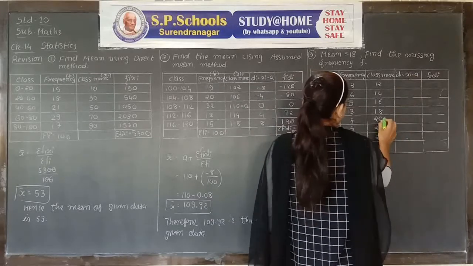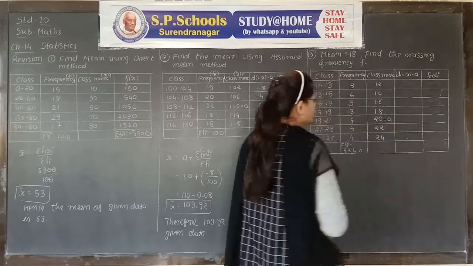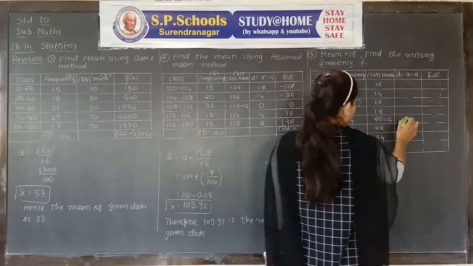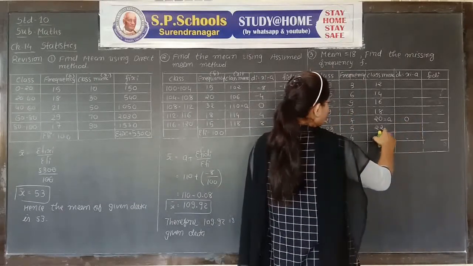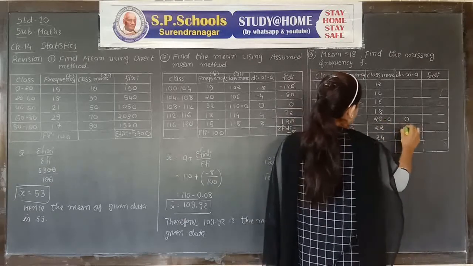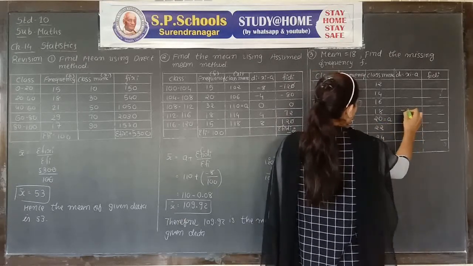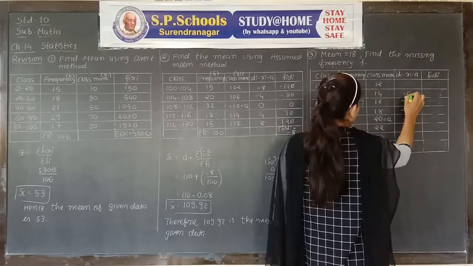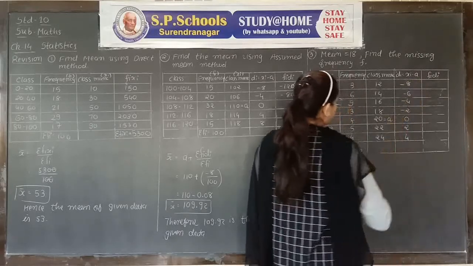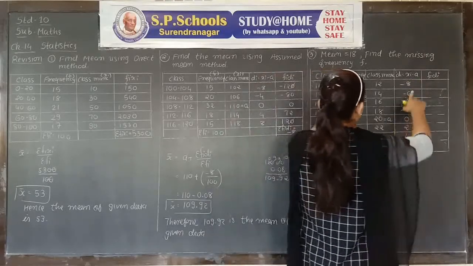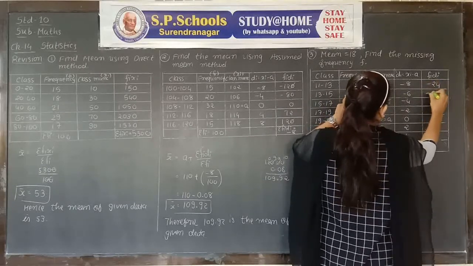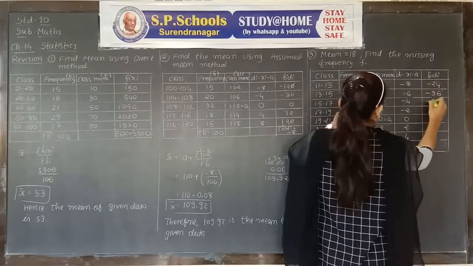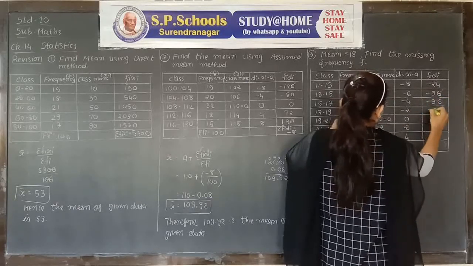To obtain di, first of all assume a, which is 20. In front of a, di is 0. Now we subtract xi minus a: 22 minus 20 is 2, then 4. Upside minus 2, minus 4, minus 6, and minus 8. Now we multiply fi with di: minus 24, minus 36, minus 36, minus 26.